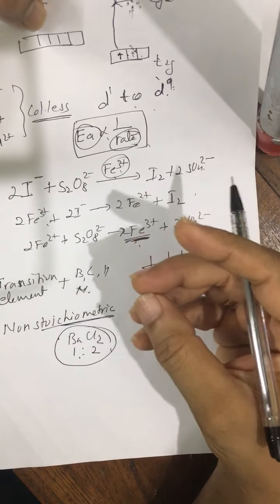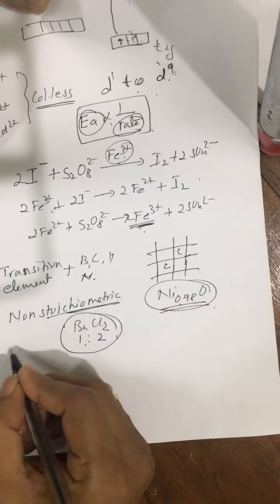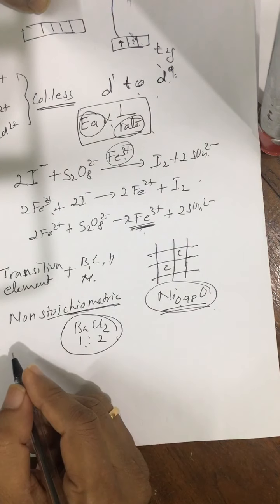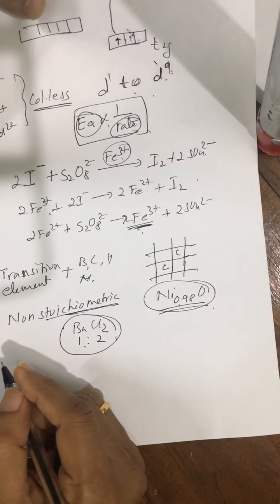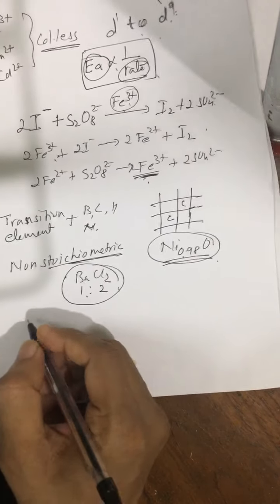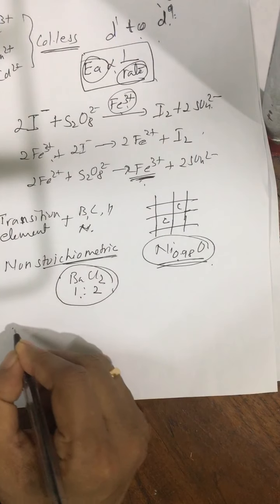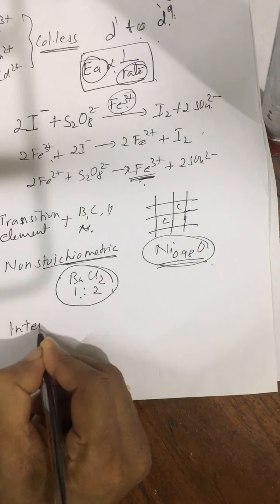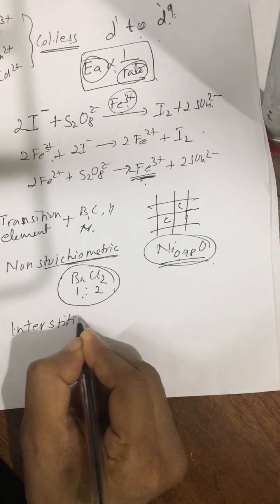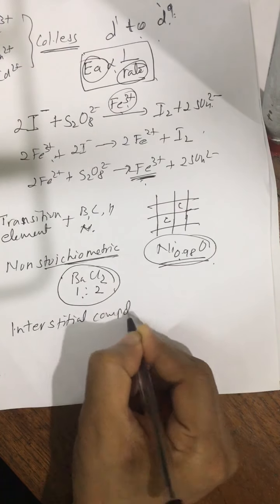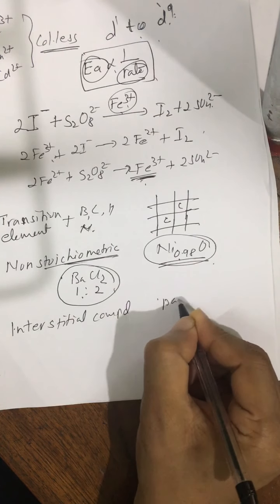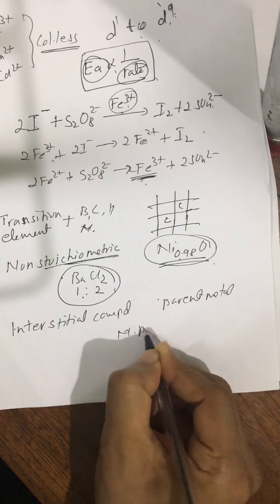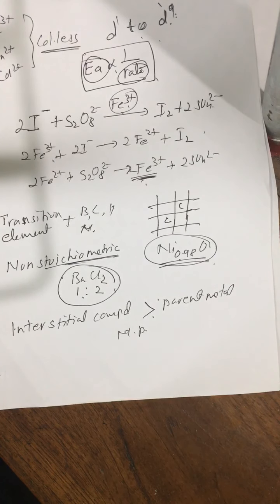These compounds are neither typically ionic nor covalent. We cannot say they are typically ionic or covalent. Their melting point is higher than pure metals. You must remember the melting point of these interstitial compounds. If you compare interstitial compounds with the parent metal, you will find that the melting point follows this order. So this is again very important.